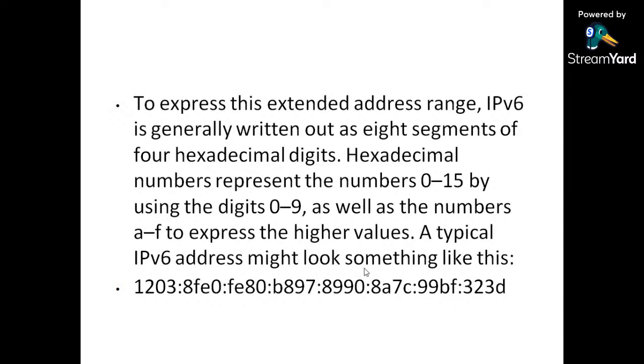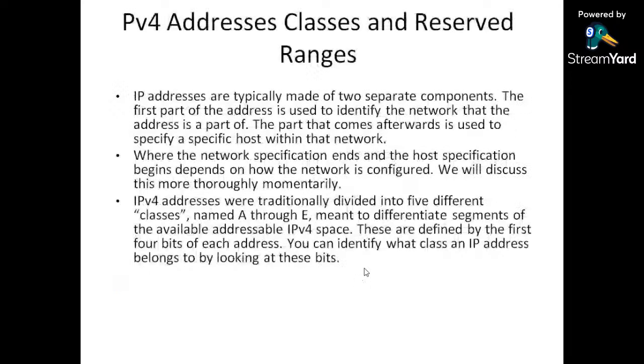To express this extended address range, IPv6 is generally written out as 8 segments of 4 hexadecimal digits. Hexadecimal numbers represent the numbers 0 to 15 by using the digits 0 to 9 as well as the letters A to F to express the higher values. A typical IPv6 address might look something like this: 1203, separated by a colon, 8FE0.